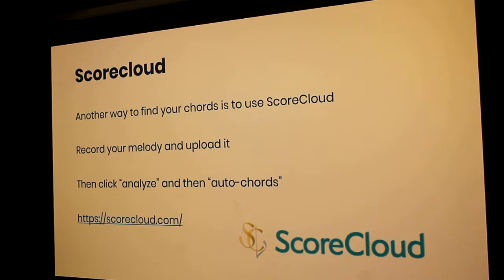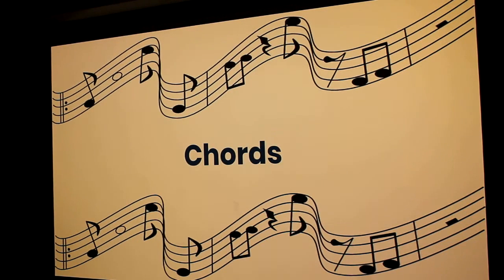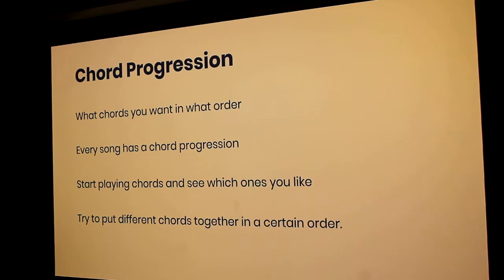And so now let's say option B, you want to start with chords. First thing you need is a chord progression. And what we mean by chord progression is essentially what chords you want in what order. So each key has different chords, but how you position the chords and when you play them is how we make a chord progression. So every song has a chord progression. Even your favorite song, you can find a chord progression in that song.